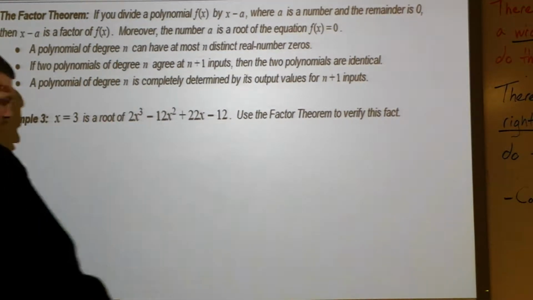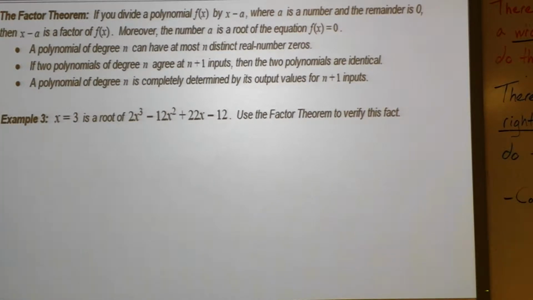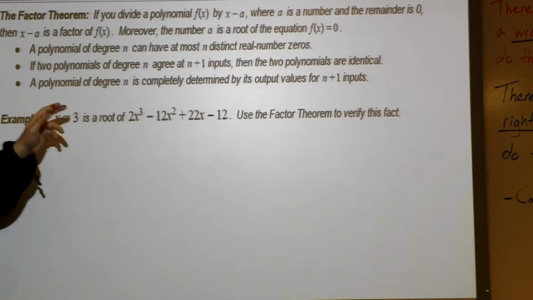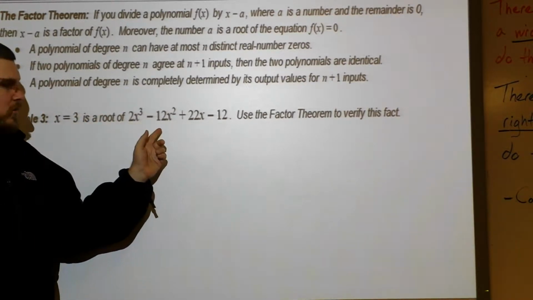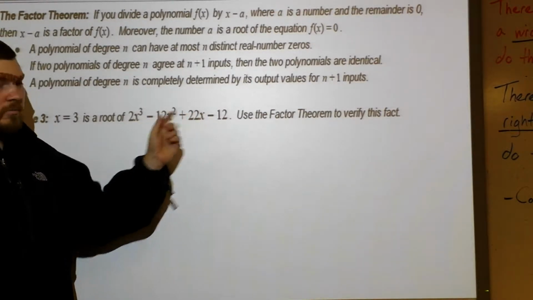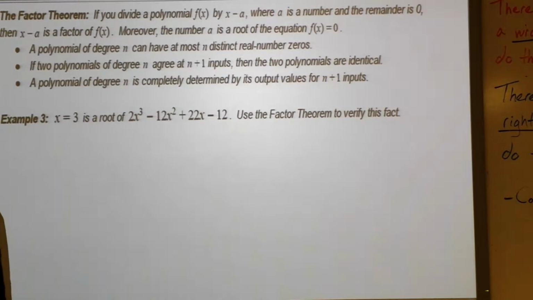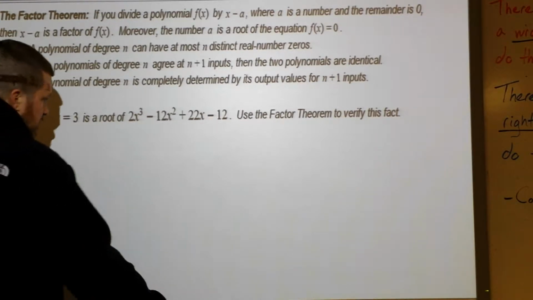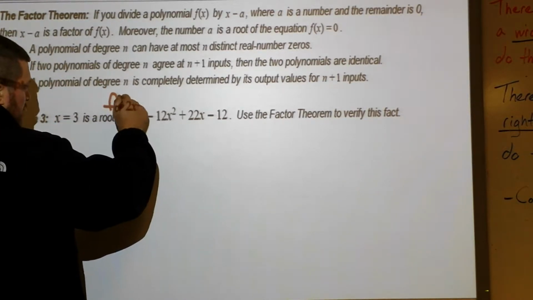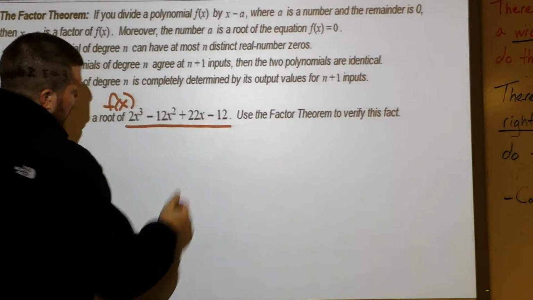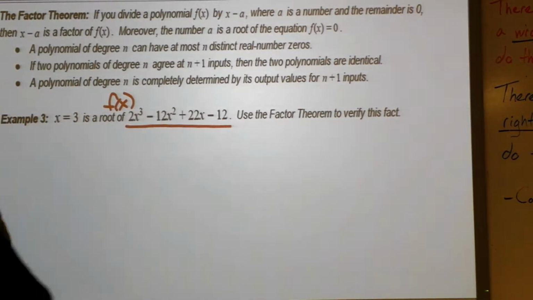Okay? So let's suppose that in our example we have x equals 3 is a root of 2x cubed minus 12x squared plus 22x minus 12. Well, to be a root is just another fancy name for x-intercept. So this is my f of x right here. This whole thing right here is my f of x. So what I want to do is graph that.